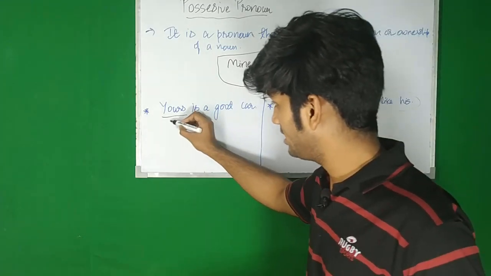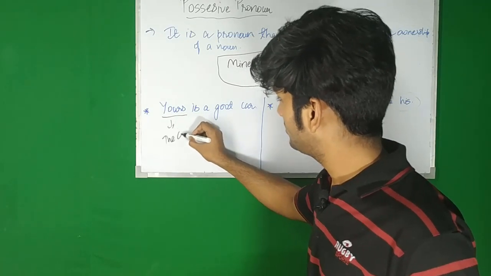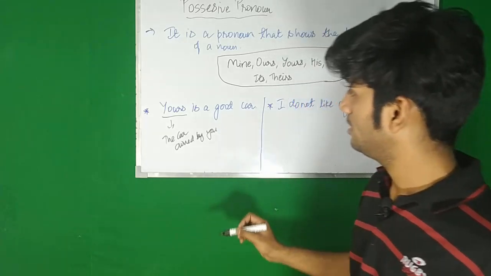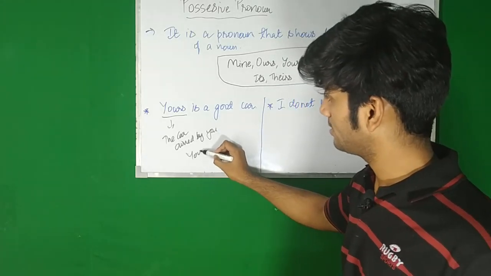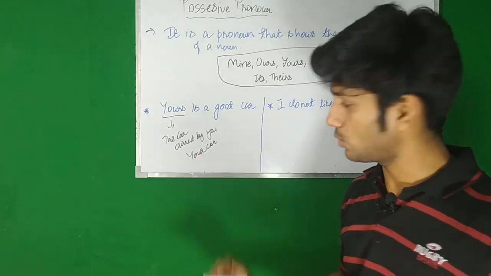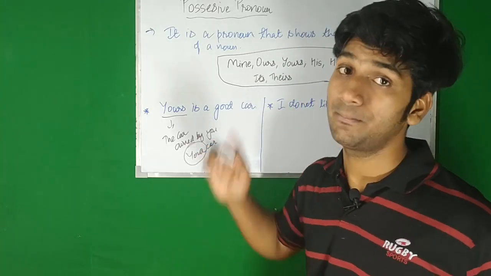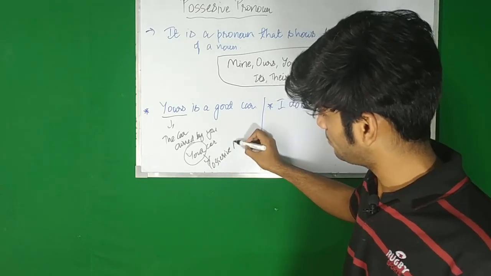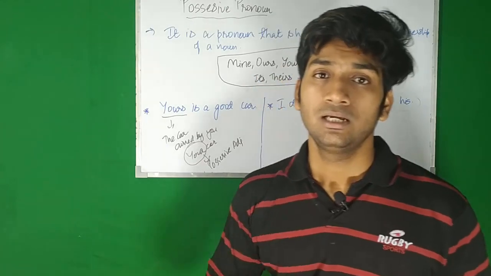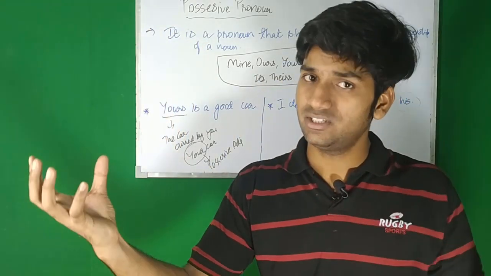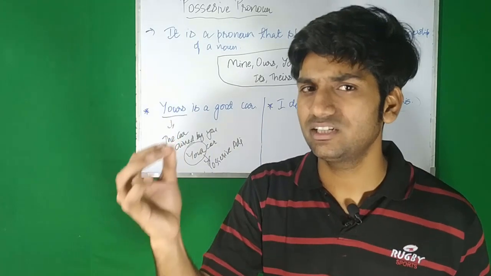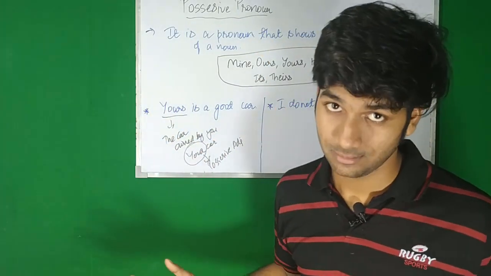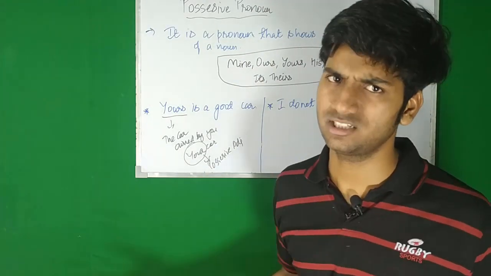Okay, yours here means the car owned by you. I can also write your car is a good car, but if I do so, your doesn't remain a possessive pronoun. It becomes a possessive adjective. The difference between possessive pronouns and possessive adjectives is that a possessive adjective is followed by a noun, whereas a possessive pronoun is not.